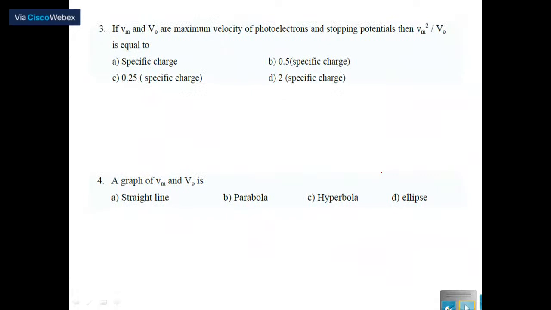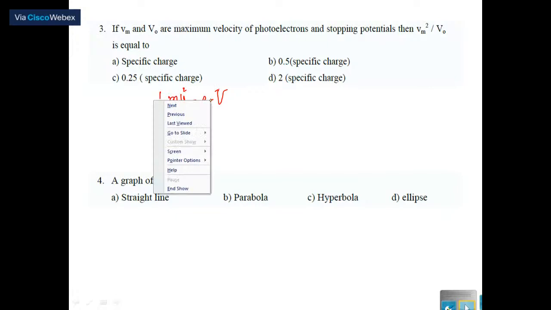If Vm and V0 are the maximum velocity of the photoelectrons and the stopping potential, then Vm square by V0 is equal to, half m v square maximum, that is equal to e into V. The kinetic energy is equal to the product of the charge and the potential.